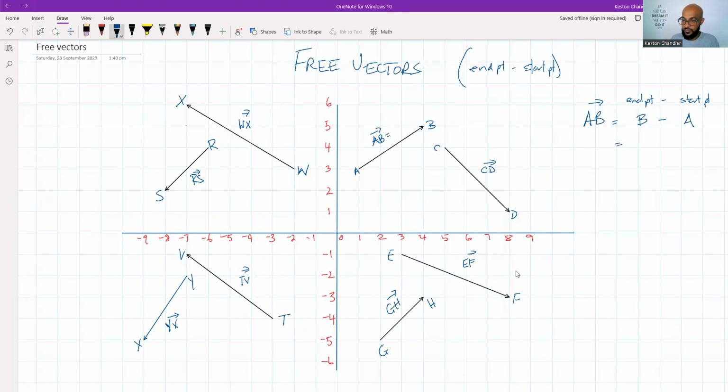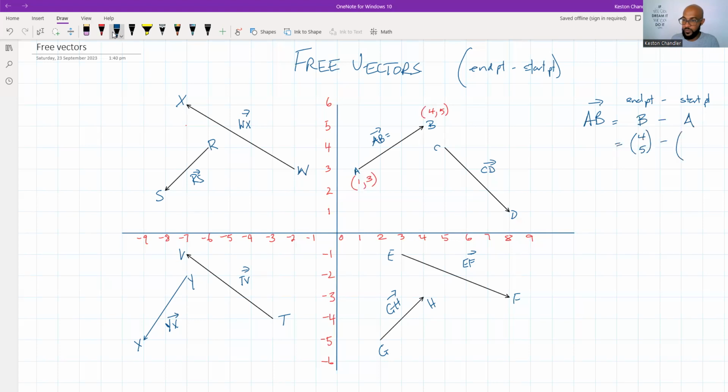What is the coordinates of B? The coordinates of B, if I look at this here, is 4. Always remember X first, Y after. Right? 4, 5. A has the coordinates 1, 3. So we write these as column matrices. B is 4, 5.